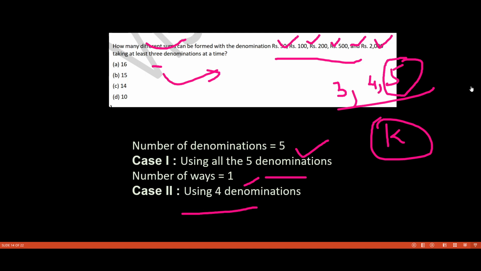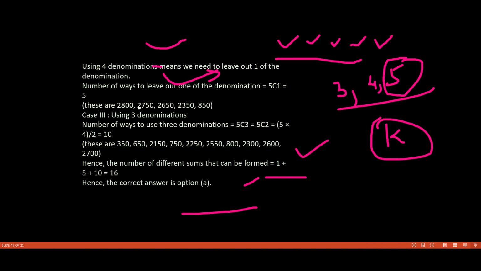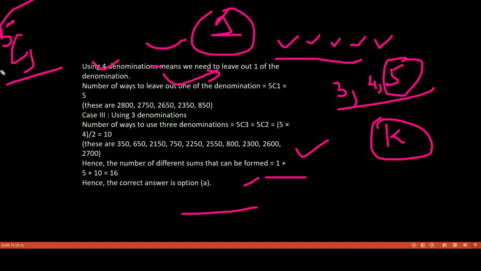And when we are using 4 denominations, what will happen? You just have to leave 1 out. Now in how many ways can this one be selected? The one denomination which has to be left out can be selected in 5C1 ways, and 5C1 is 5. So this is when we are choosing 4 denominations.